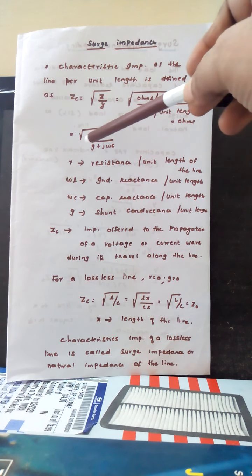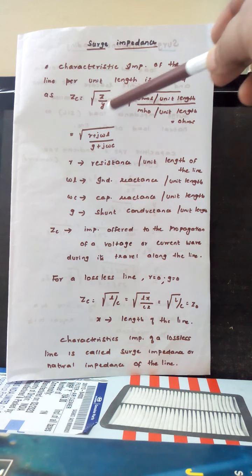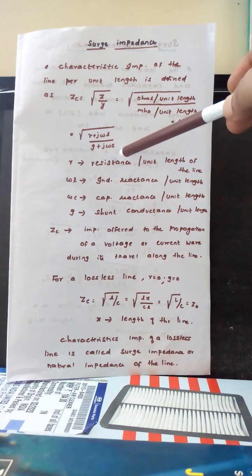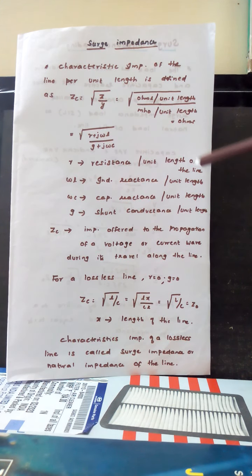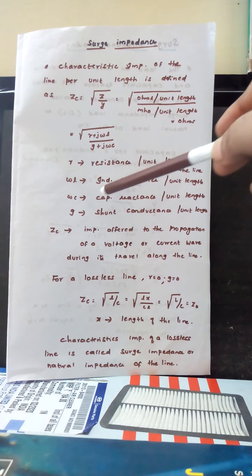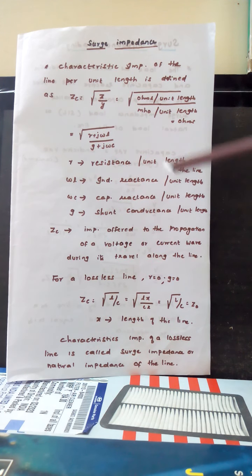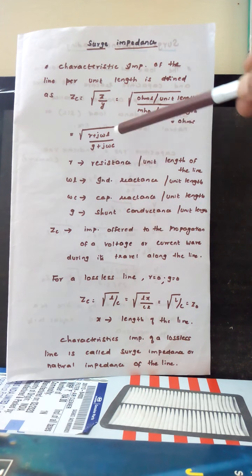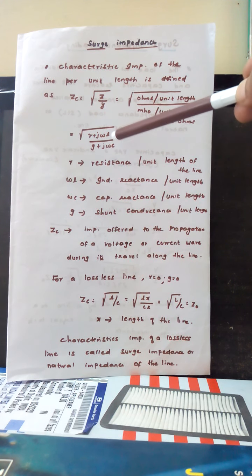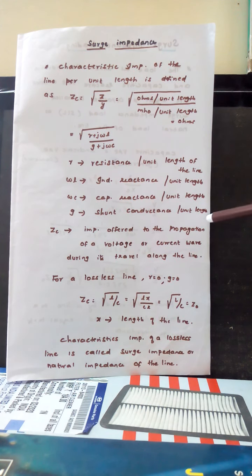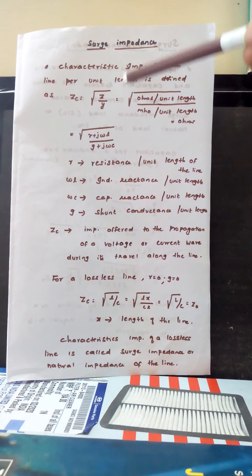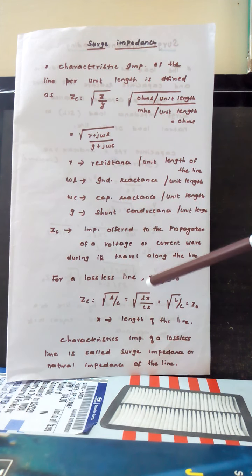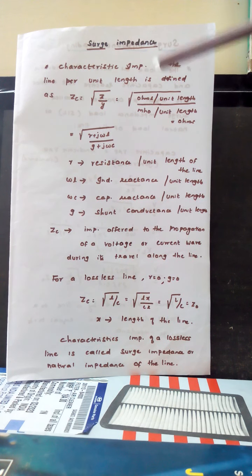Z we can write as R plus j omega L and Y we can write as G plus j omega C, where R is the resistance per unit length, omega L is the inductive reactance per unit length, G is the shunt conductance per unit length, and omega C is the capacitive susceptance per unit length. The characteristic impedance of a lossless line is called the surge impedance.